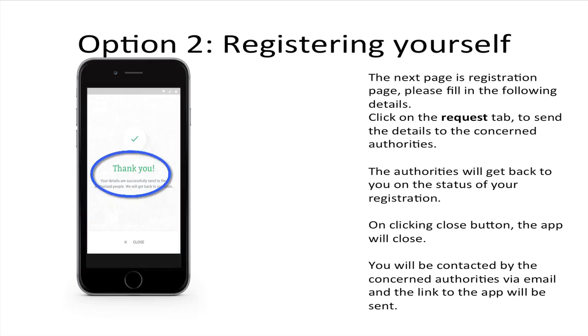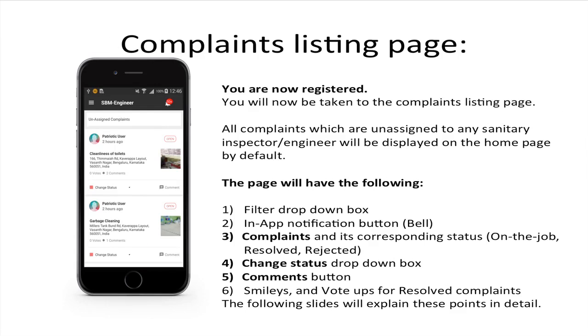A thank you note will appear. Your request has now been sent to the municipal corporation. Once it has been verified that you indeed are a sanitary inspector or engineer with that particular corporation, you will be given access to the app. Complaints listing page. Now you are officially registered. You will be taken to the complaints listing page.